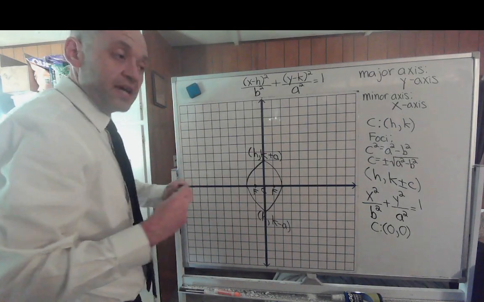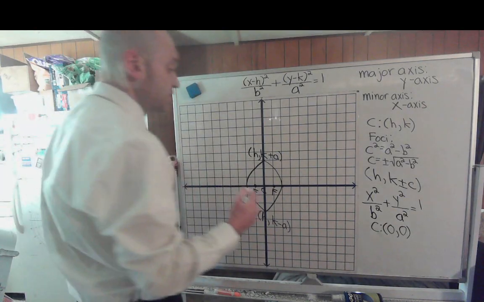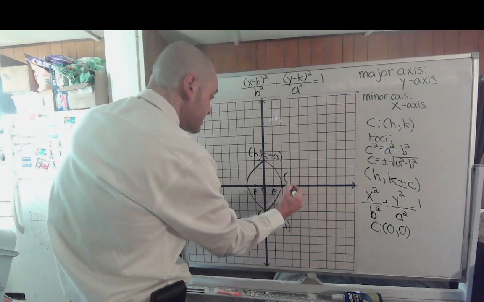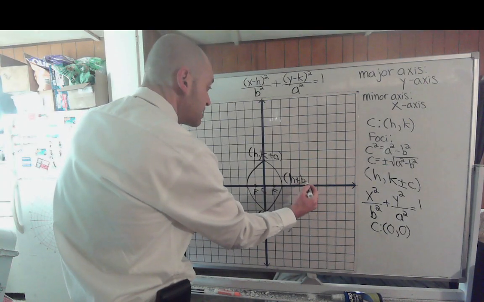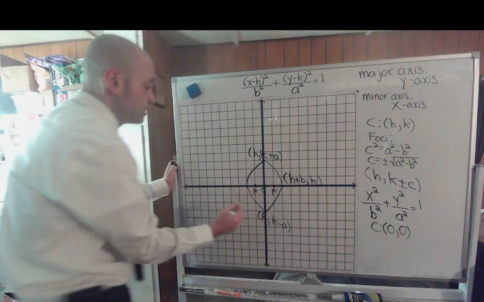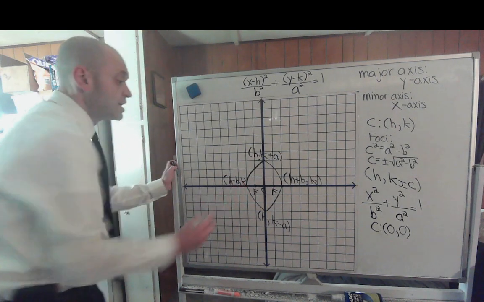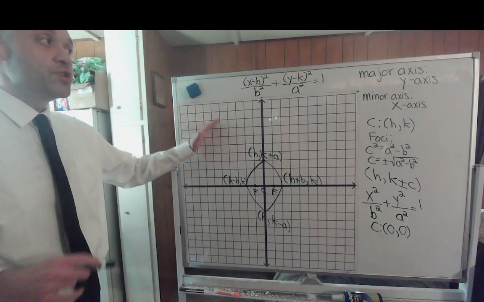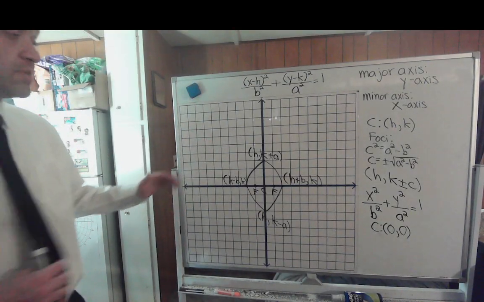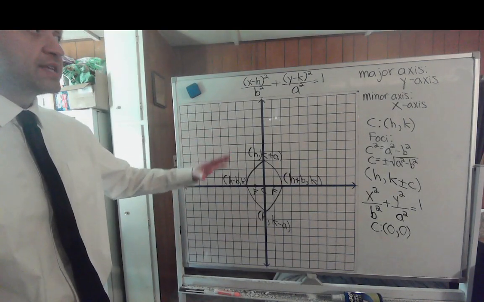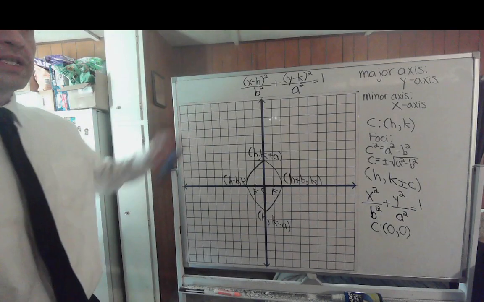And then we still have to get the endpoints of your minor axis. The minor axis is the x-axis, so this time we're going to affect the x-coordinate, so that would be (h plus b, k). We'll leave the y-coordinate alone, and then of course you would have (h minus b, k). So that in general is how you will find the coordinates for the endpoints, the foci, and the center for your ellipse.